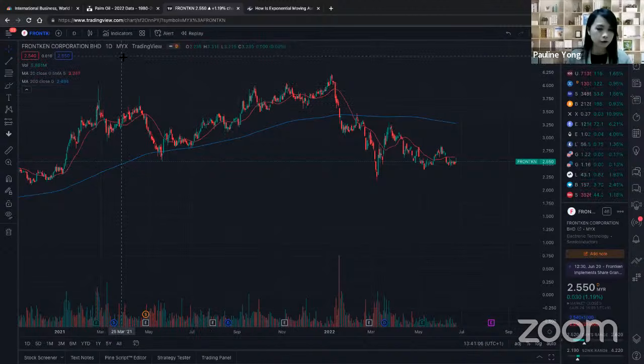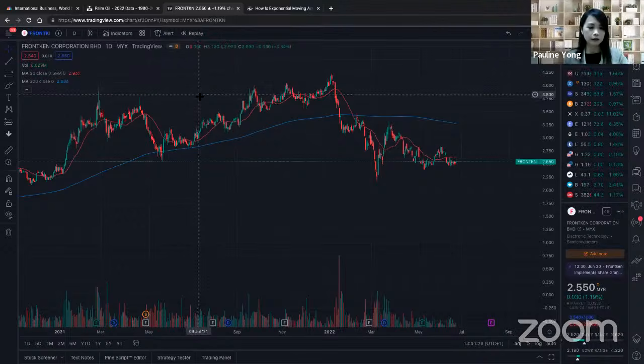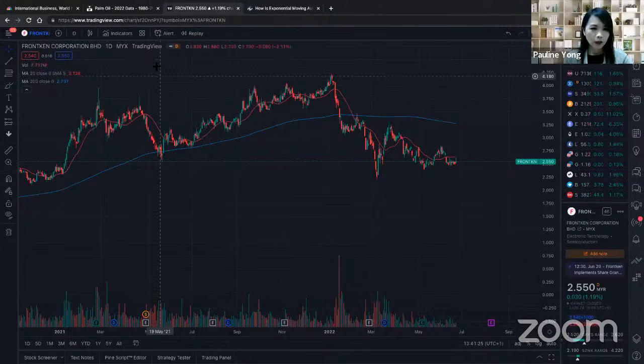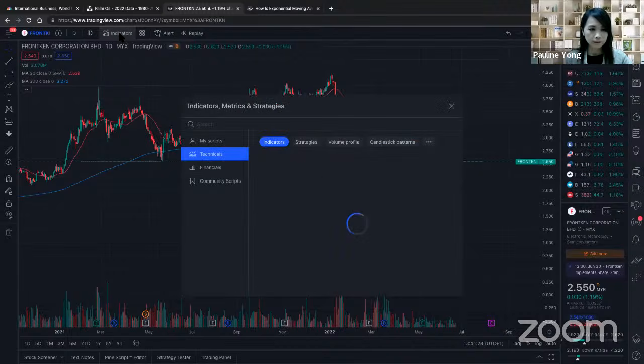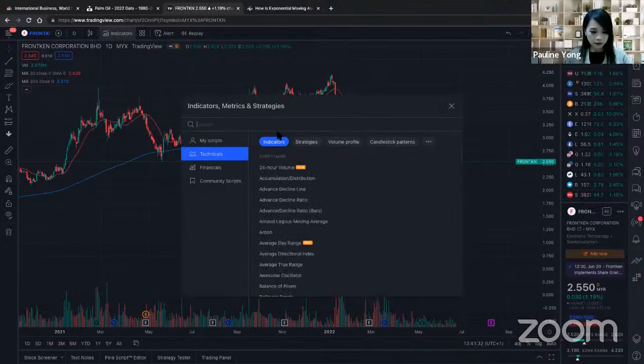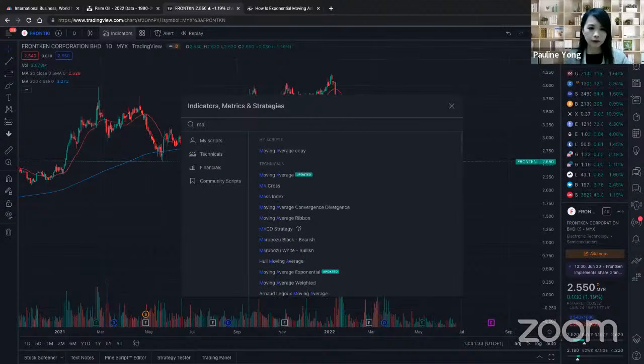Here I have tradingview.com, because this is a free online charting site, and you can use up to three technical indicators. If you want to use more than that, you need to subscribe. So you click the indicator here, and then you can type MA. MA stands for moving average, and then you click. Then it will come up like that.